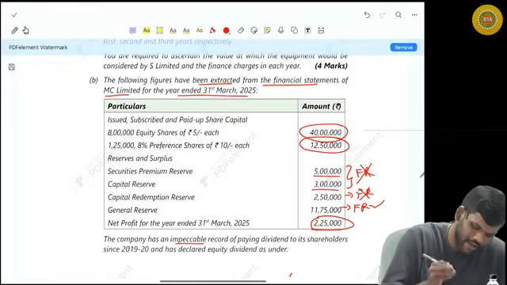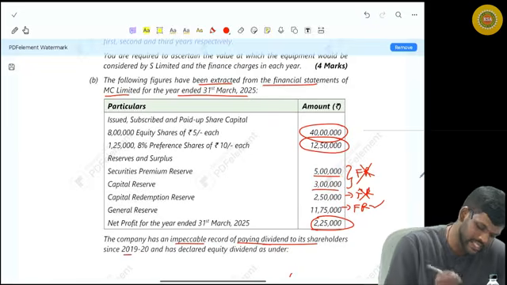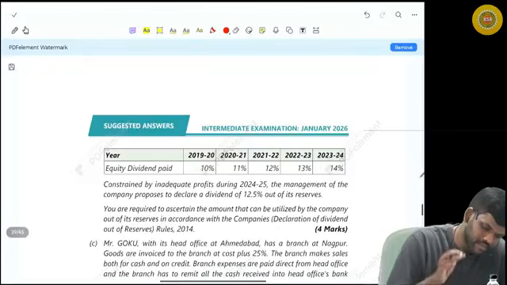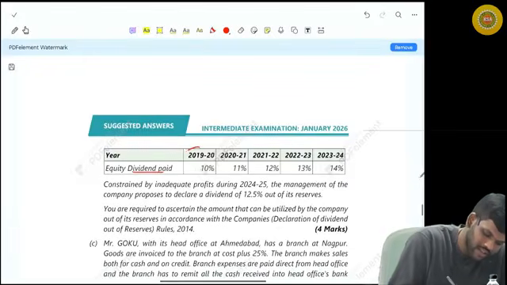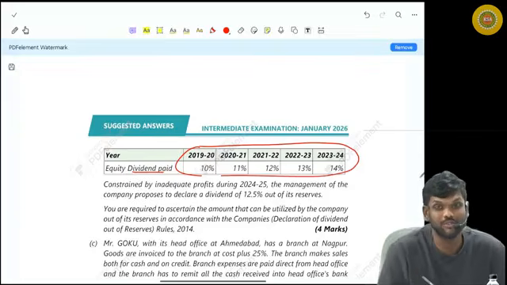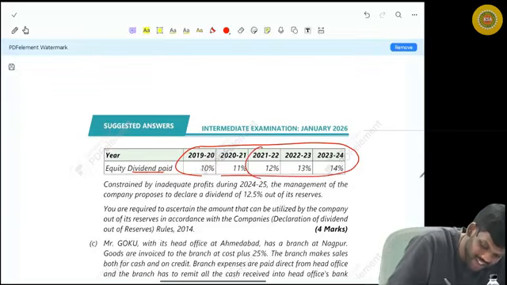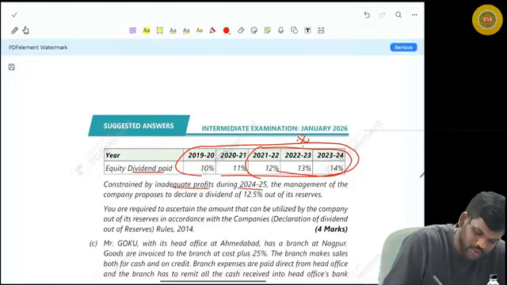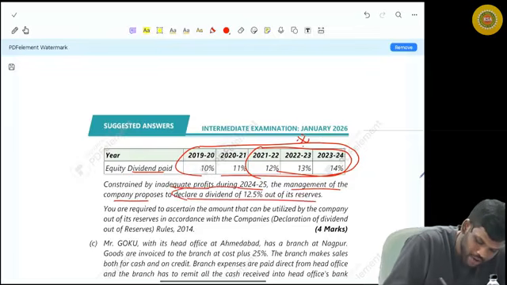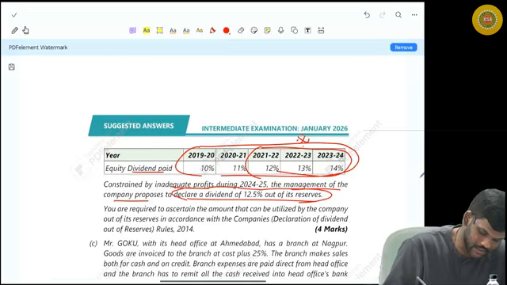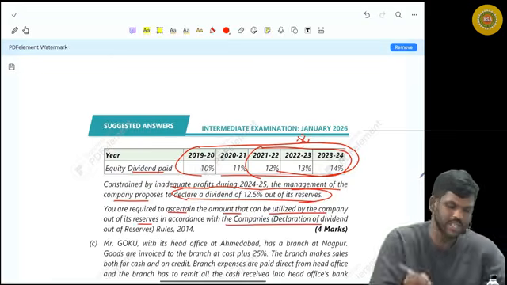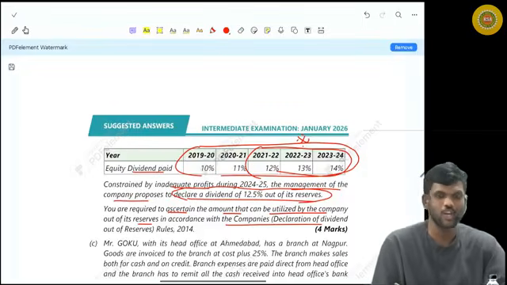The company has an impeccable record of paying dividend to its shareholders since 2019-20 and declared equity dividend as under. Equity dividend paid in the last 5 years they have given us. Guys, it is only to confuse you. For us, what is only relevant? Last 3 years. So only this is relevant for us. Constrained by inadequate profits during 2024-25, the management of the company proposes to declare a dividend of 12.5% out of its reserves. You are required to ascertain the amount that can be utilized by the company out of its reserves in accordance with the Companies (Declaration of Dividend out of Reserves) Rules 2014.